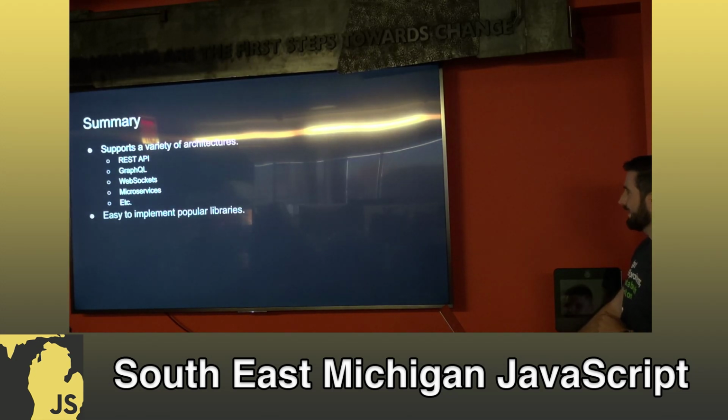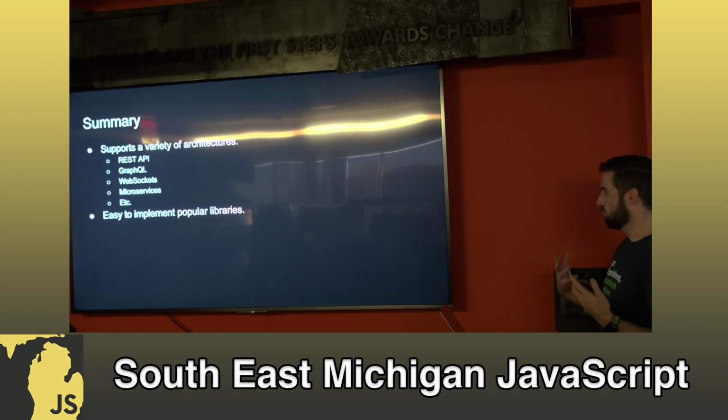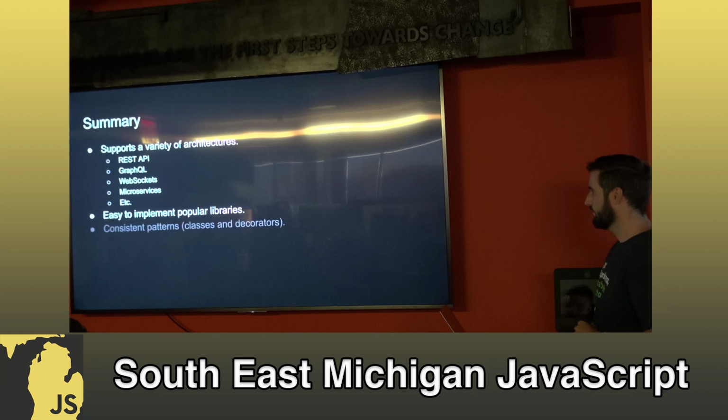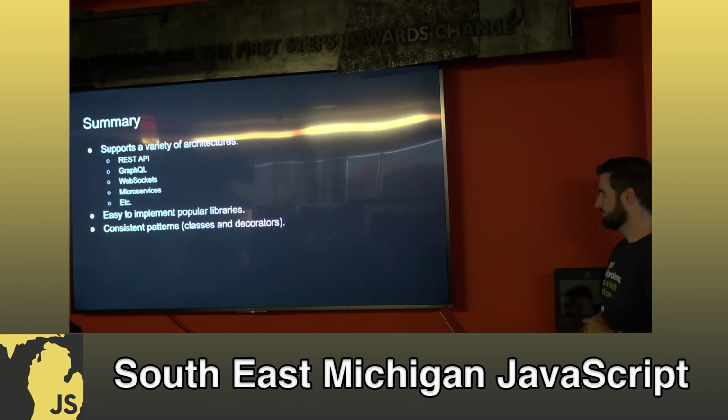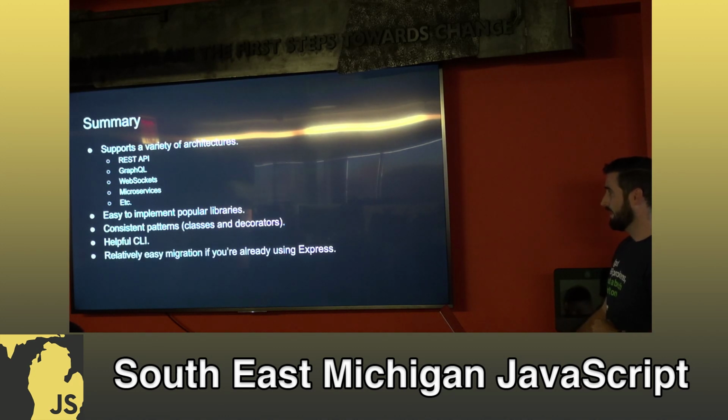So that's why Nest actually calls itself an architecture solution, because it handles a lot of this plumbing for you and lets you worry about your business logic instead. It's easy to implement popular libraries because they're creating first-party wrappers around these libraries to make it very consistent with the way you interact with them. You're using classes and decorators all the time, very consistent. It has a very helpful CLI, and it's relatively easy to migrate if you're already using Express.